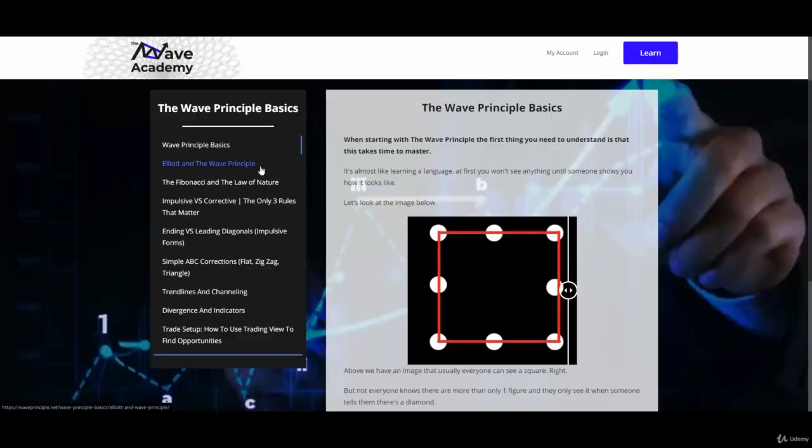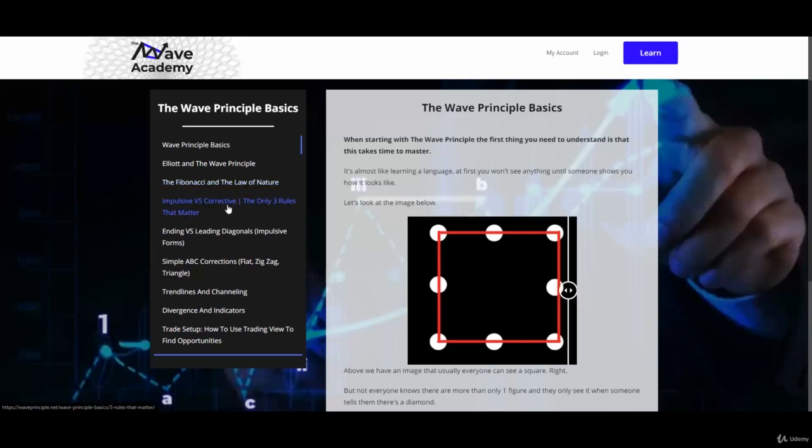In the first part, we talk about what exactly is the wave principle and what Elliott explained in his book, that it is not a theory, it's a principle of how the waves start and how they behave. He actually studied the Fibonacci and the law of nature to understand how everything in the universe expands and contracts, including the markets. He uses these proportions of Fibonacci to study the charts and actually find some patterns.